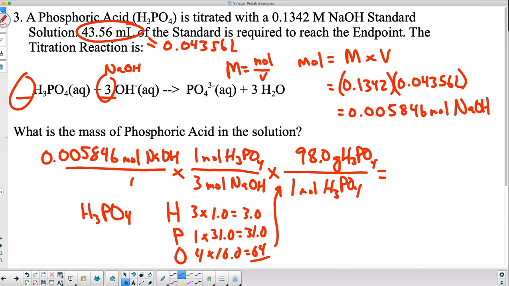And then when I take this number, the 0.005846, divided by 3, multiplied by 98, what I end up with then is 0.1910 grams of H3PO4. And that's how you do that.